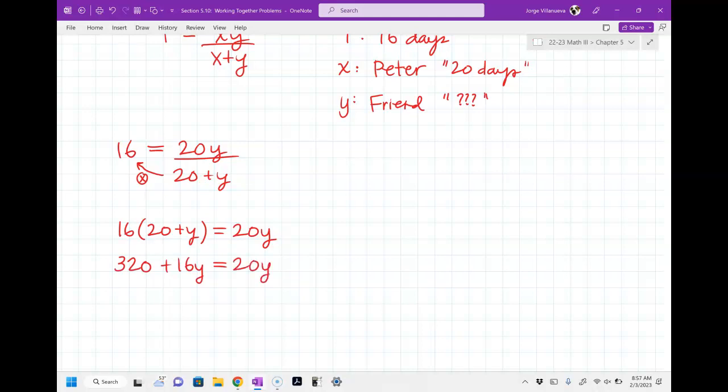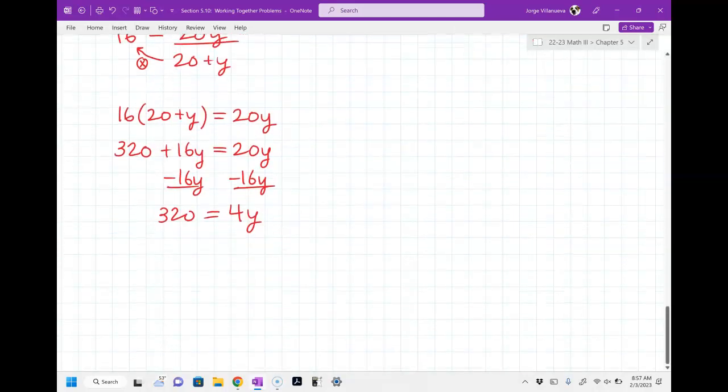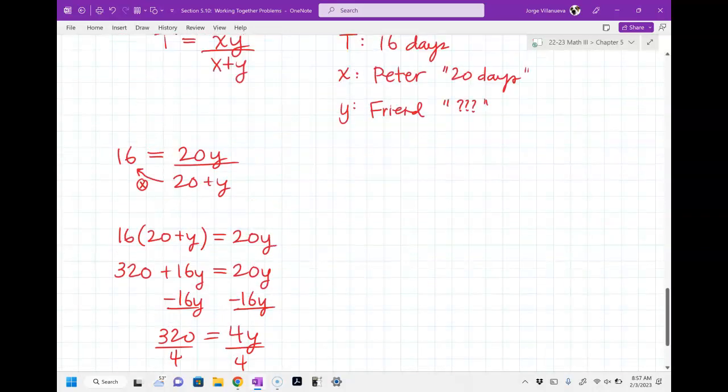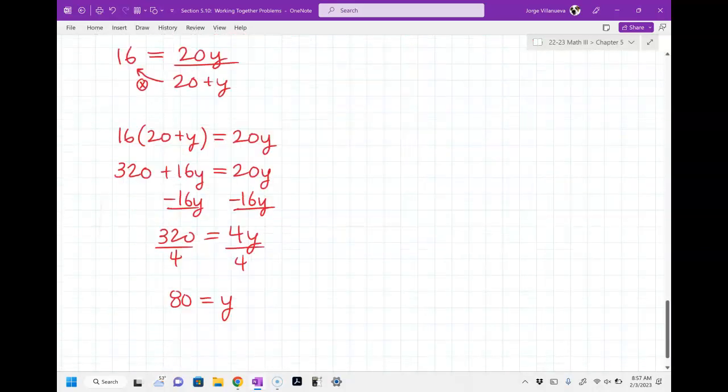We'll subtract 16y on both sides. And we get 320 is equal to 4y. And if we divide everything by 4, what do we get? 80? Yeah, 80. So the friend is going to take 80 days.